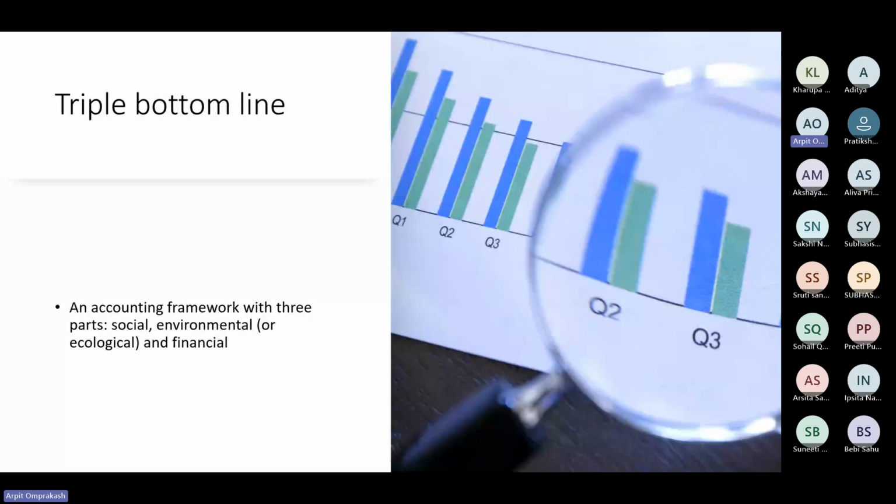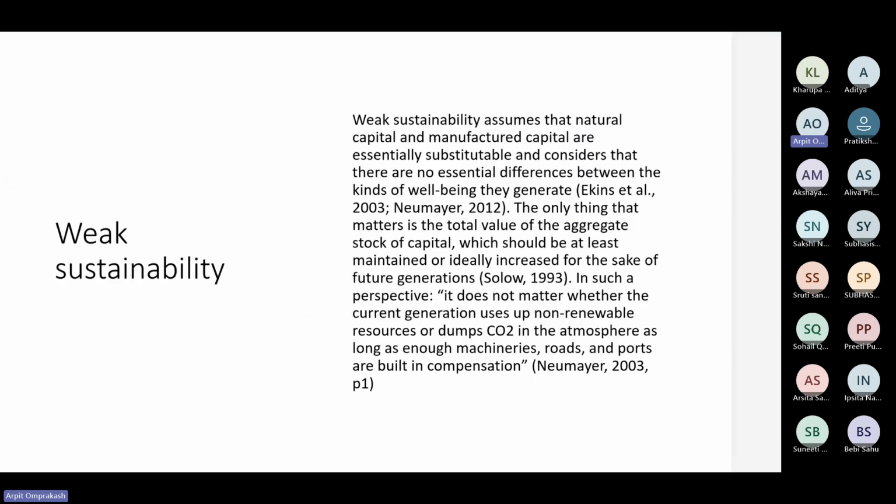Then environmental or ecological, which is basically how much of the natural resources are being destroyed, how much natural resources are being replenished. Like if it's a mining company mining somewhere, what does it do after it has been done with the mining? Does it reclaim the land area, or does it enhance another area of forest nearby? And also financial. So these three things are taken into account to give the triple bottom line of a company nowadays.